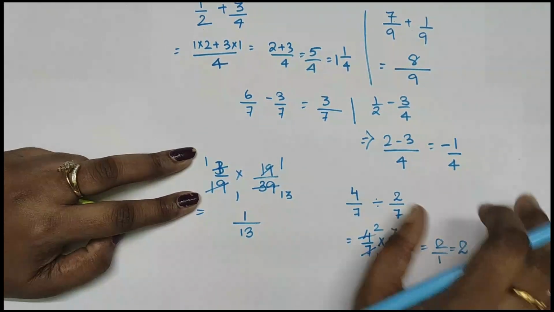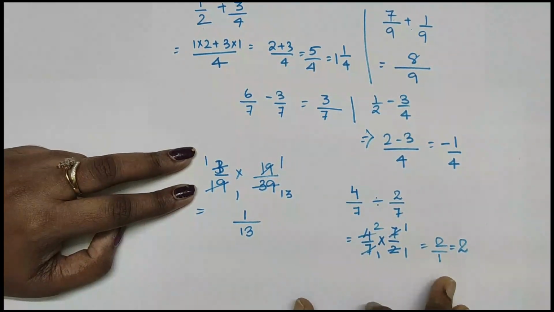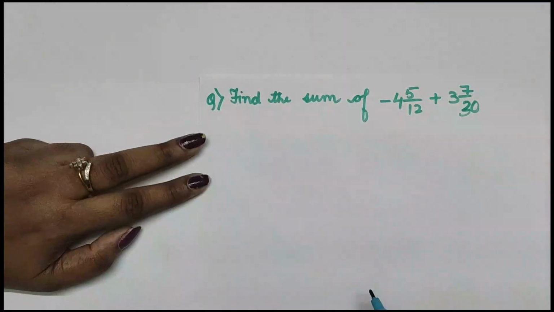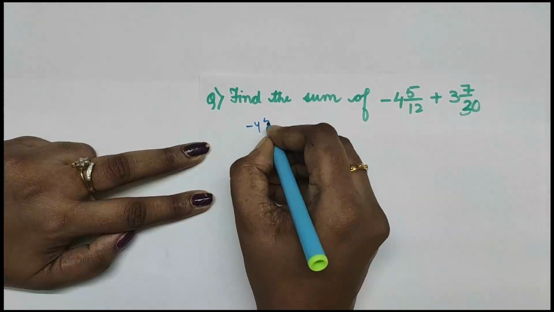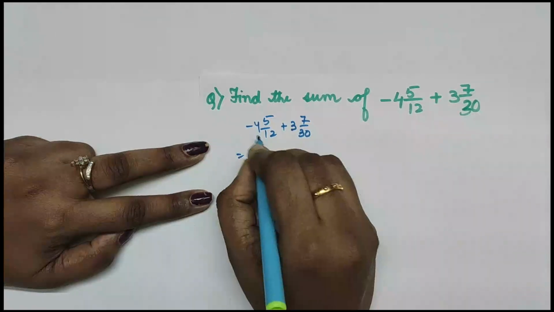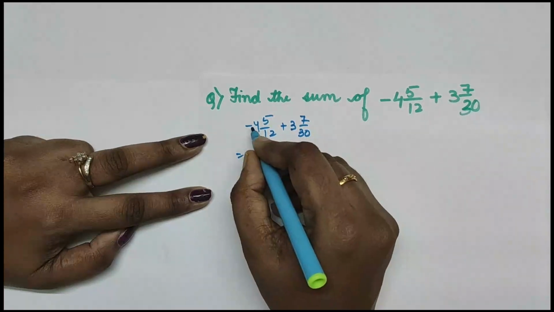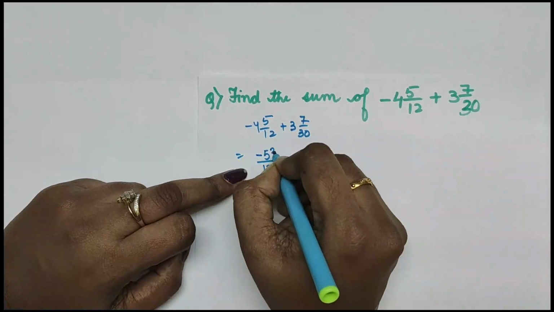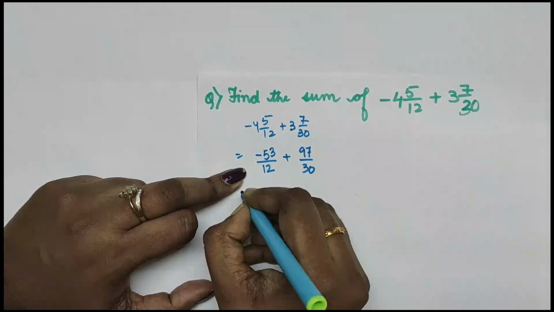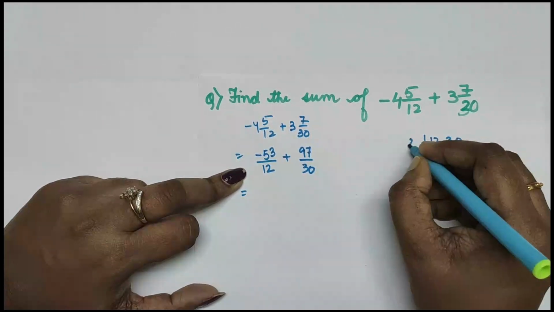If you know these basic operations of rational numbers, you will now be able to solve the exercise. So let us go to some more complex questions to understand this exercise. Our first question is, find the sum of minus 4 5 by 12 plus 3 7 by 30. This is a mixed rational number, so first we have to convert it into an improper one. So this is 12 times 4 is 48 plus 5 is 53, and 30 into 3 is 90 plus 7 is 97. You can see that the denominators are different, so we will first do the LCM.